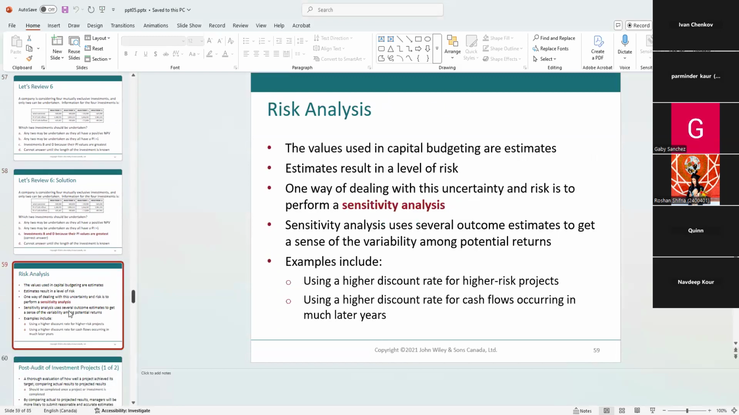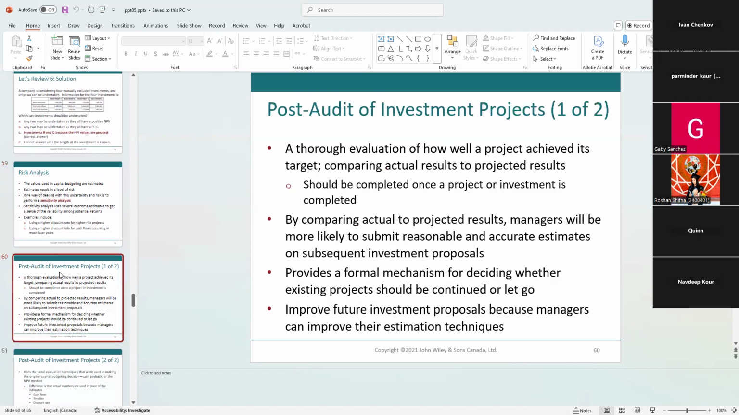So now the risk analysis. Now we have to do this sensitivity analysis, for example using a high discount rate for high-risk projects, and using a high discount rate when the cash flow happens in much later years. So basically, we're expecting more inflation and more risk. Post audit, what is the post audit? Obviously, once we start the project, we're doing the calculation.